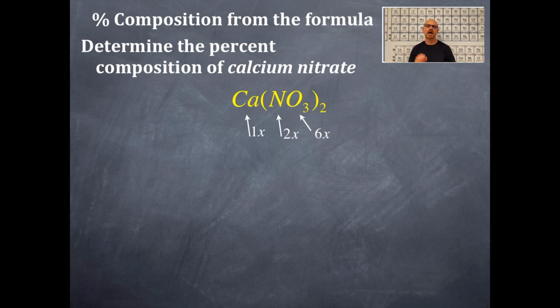So once you get that, pause the video, get the molar mass for calcium nitrate, and here it is. That's 164.09 grams per mole. It has 2 decimal places and a total of 5 significant figures.